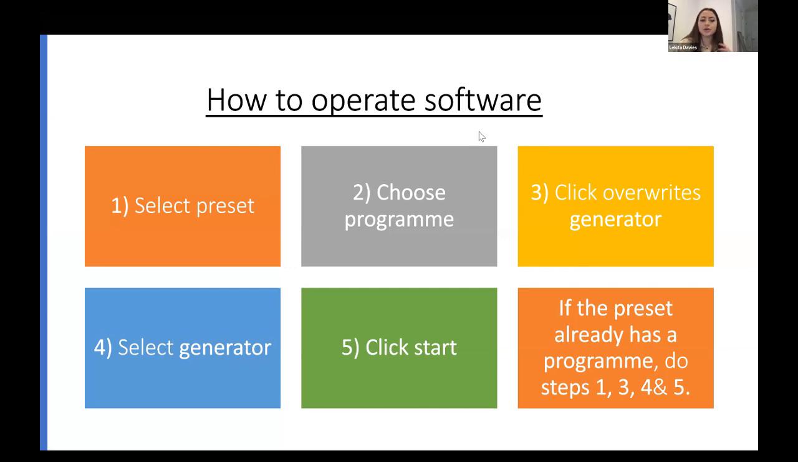Cool. Okay, so firstly, you would select a preset. You would then choose a program. You would then click Overwrite Generator. You would then select your generator and click Start. And if the preset already has a program, you just do steps 1, 3, 4, and 5.